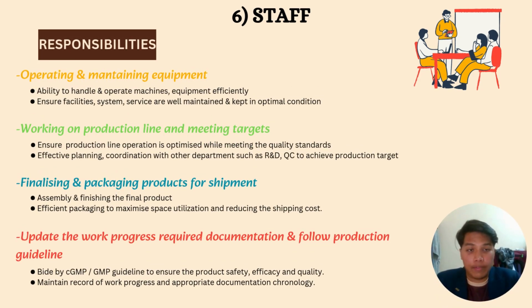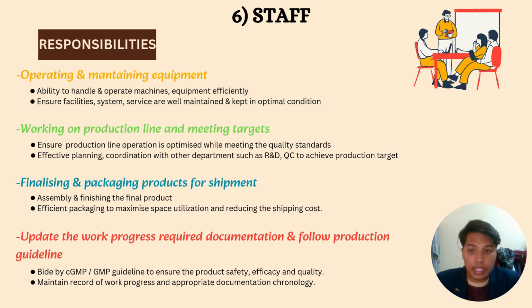Alright, we move to the staff. There are several responsibilities performed by the staff. The first one, operating and maintaining equipment, which is the ability to handle and operate machine equipment efficiently to ensure facilities, systems, and services are well maintained and kept in optimal condition. Second, working on the production line and meeting targets. Ensure production line operation is optimized while meeting the quality standard, and also effective planning and coordination with other departments such as R&D and QC to achieve the production target.